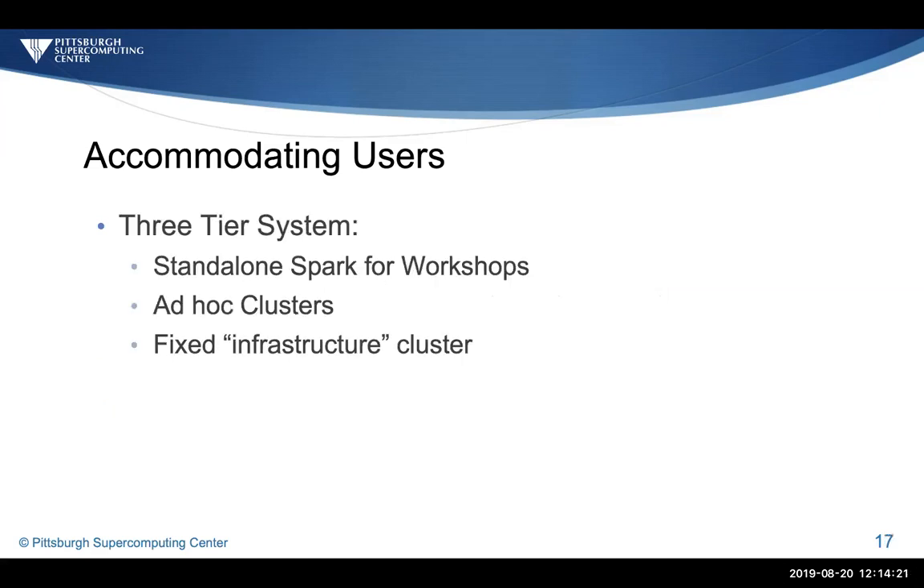So we have set up a three-tier system that has worked well for most of the use cases that we encounter. The first one is we have standalone Spark for workshops. We've iterated over this over time. We initially started out with a Hadoop and HDFS backing for all of the users at our workshops. We found that worked, but it didn't necessarily scale performance-wise as well as we wanted for the kinds of work that people were doing in those workshops.